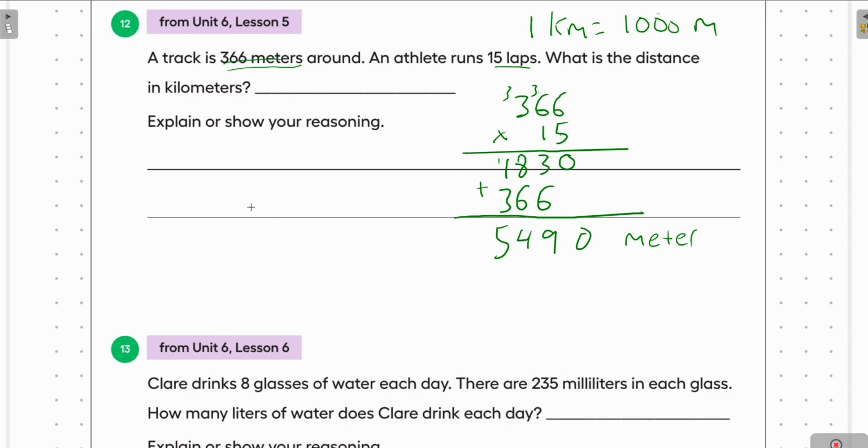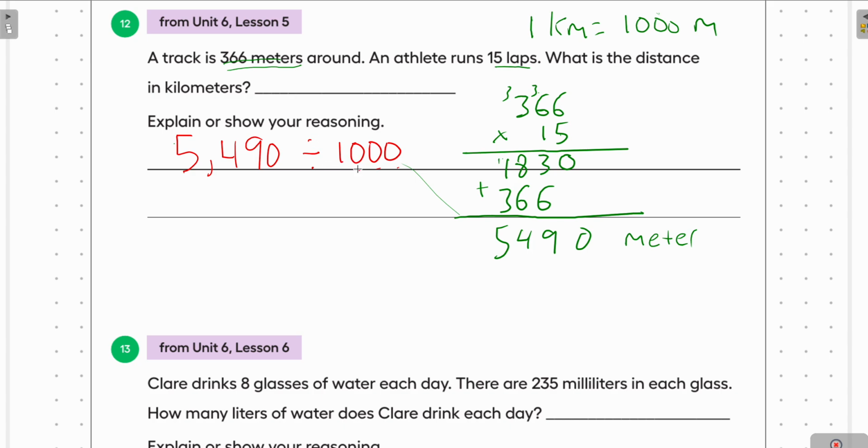So it's going to be, let's do it in red, 5,490 divided by 1,000. So we are dividing by a power of 10. Every time we divide by a power of 10, there is a shortcut that we can do, and that is to move the decimal place the number of zeros here, got 1, 2, 3.